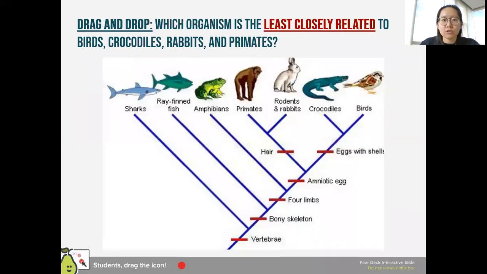I want you to go ahead and drag and drop. I want you to tell me which organism is the least closely related to birds, crocodiles, rabbits, and primates. Now the emphasis is on least closely related.